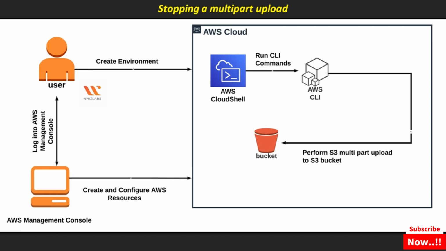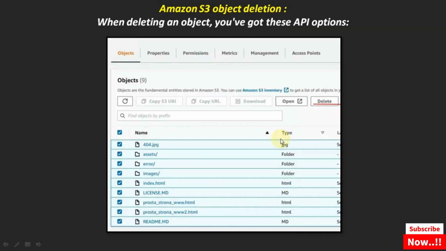Basically, you either have to finish the multi-part upload to get the object created, or stop it to remove the parts. Multi-part uploads in Amazon S3 can be stopped using the AWS command line interface (AWS CLI), the REST API or AWS SDKs. Using a bucket lifecycle configuration, you can also stop incomplete multi-part uploads.